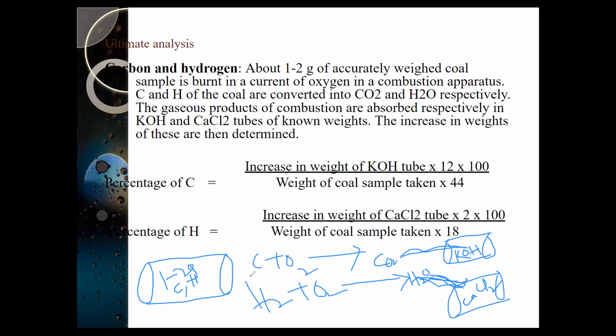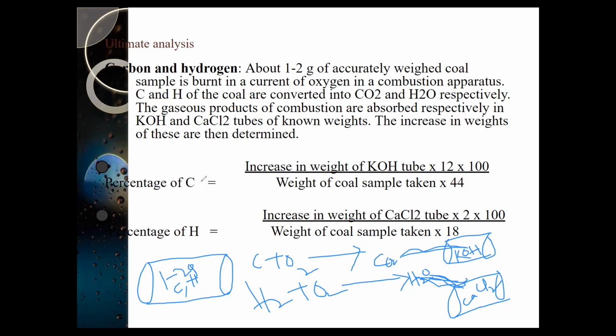Because we are not going to find carbon directly. We are finding carbon by using carbon dioxide. So, carbon atomic weight divided by carbon dioxide molecular weight. What is the carbon atomic weight? Carbon atomic weight is 12 and carbon dioxide molecular weight is 44, into 100 for percentage.